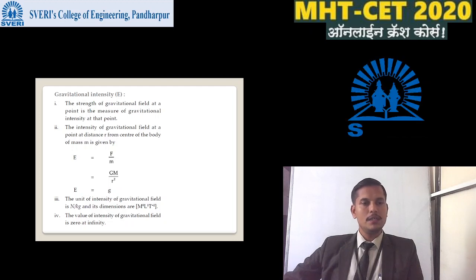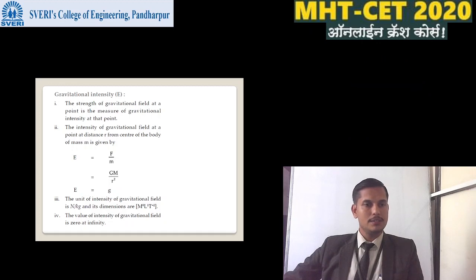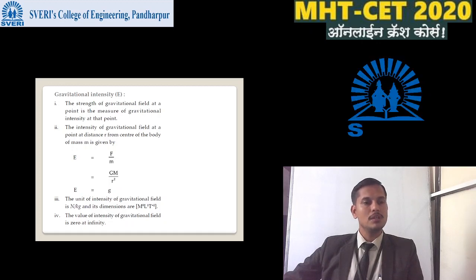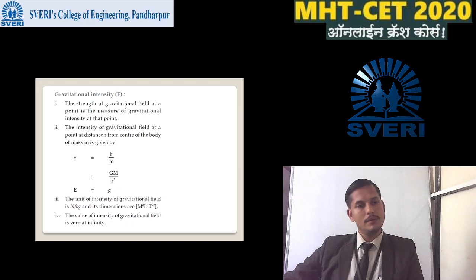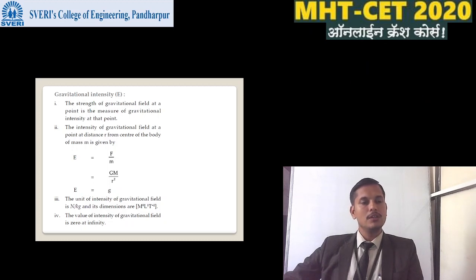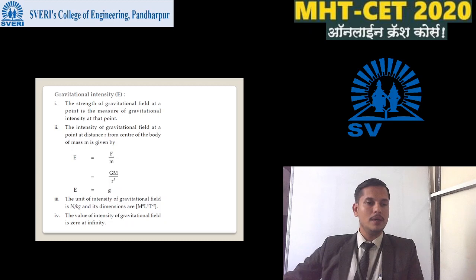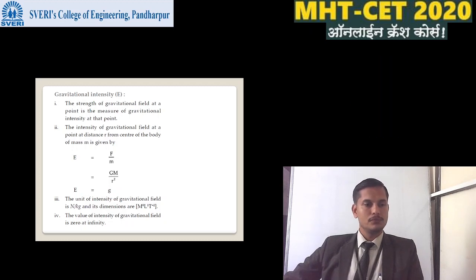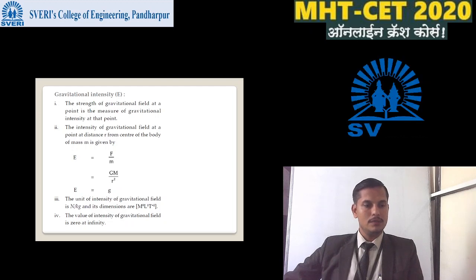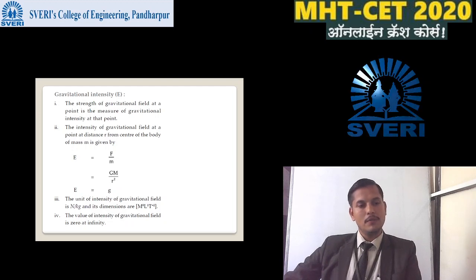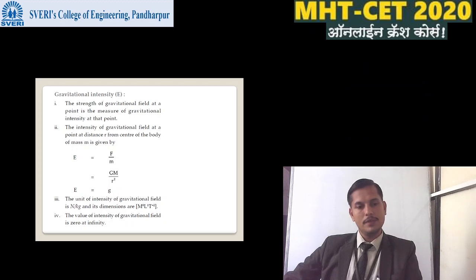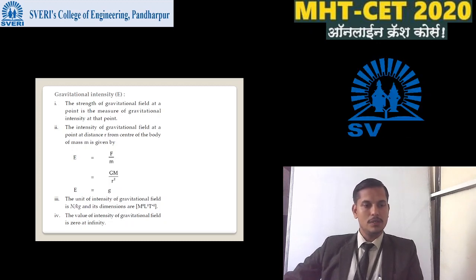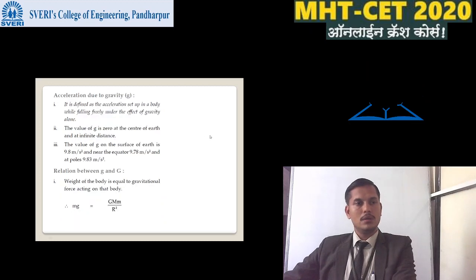For the intensity, if we consider a point at distance r from the center of the body, and a small mass m, then the value comes as E is equal to F by m. After putting the values, we can get the value as E is equal to G. Units and dimensions are given, and the intensity of the gravitational field is 0 at infinity. Okay, so we move to the next one.